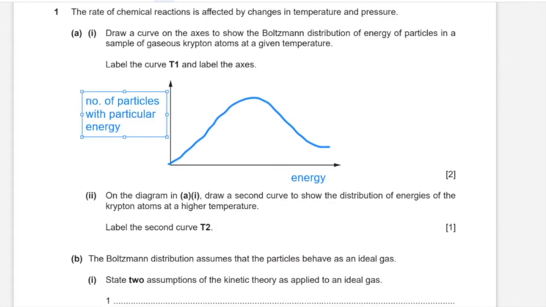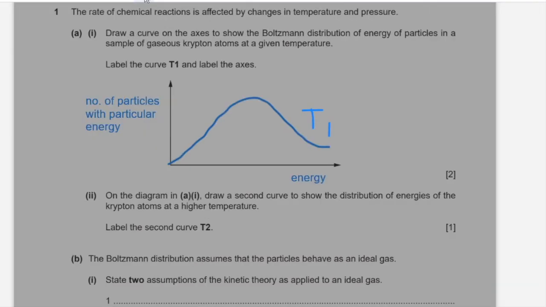2. On the diagram in A1, draw a second curve to show the distribution of energies of krypton atoms at a higher temperature, and label this curve T2. The second curve would have a lower peak and a greater area above higher readings of energy. So we have T2.